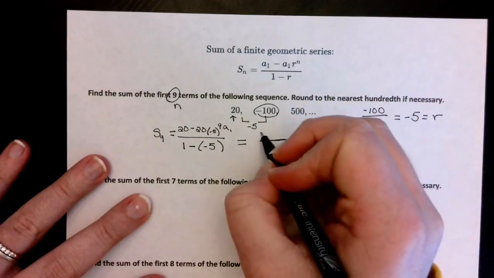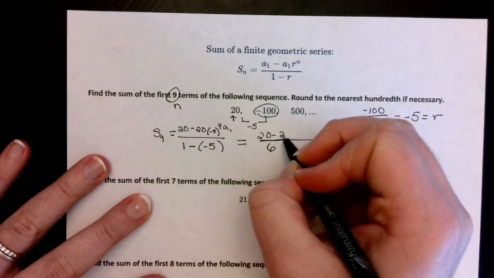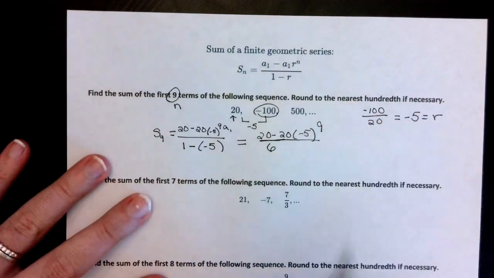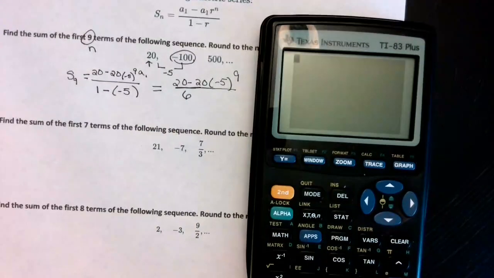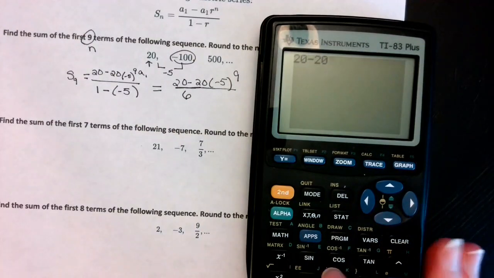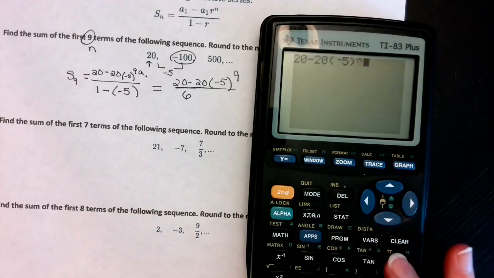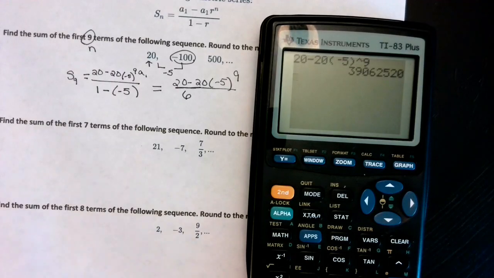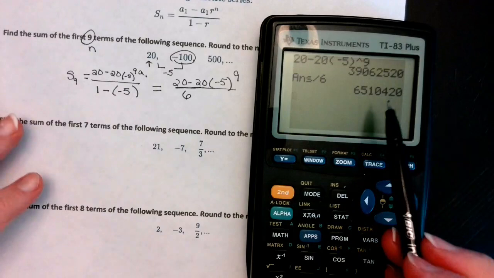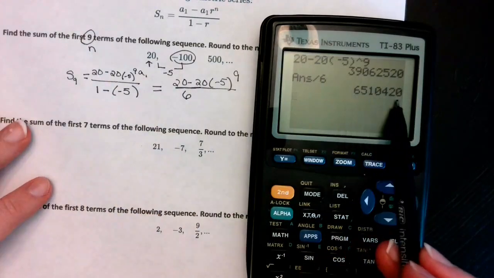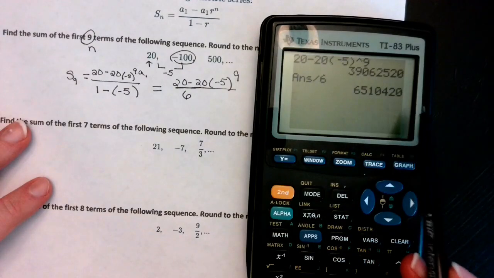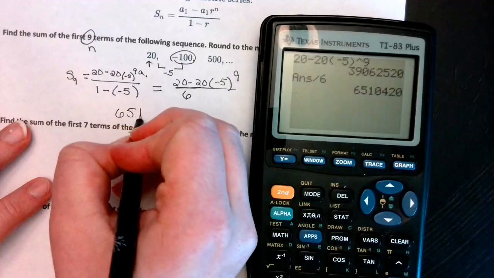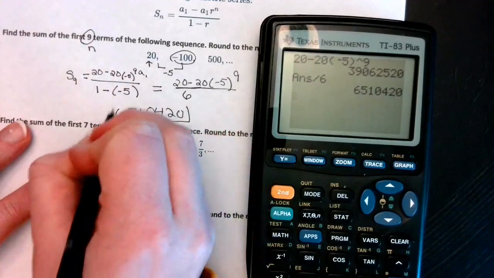So now I'm going to put the numerator on top again, just so it's a little easier to see. I'm going to plug it into my calculator. 20 minus 20 times negative 5, all to the 9th power. Press enter, and I'm going to divide it by 6. So the sum of my first 9 terms is this number right here, 6,510,420. And because there is no decimal, I do not need to round it.